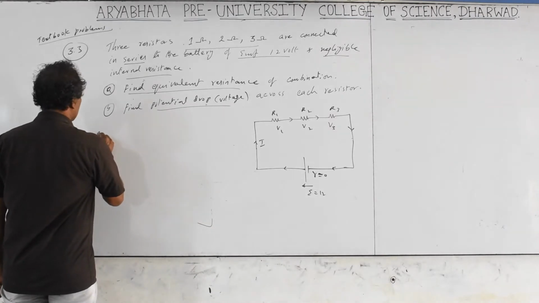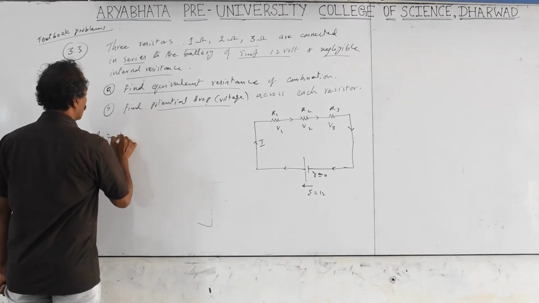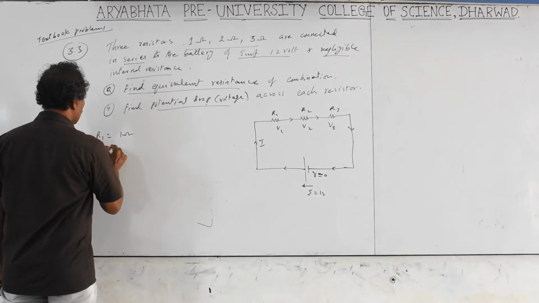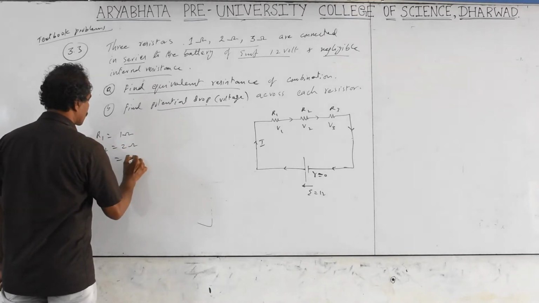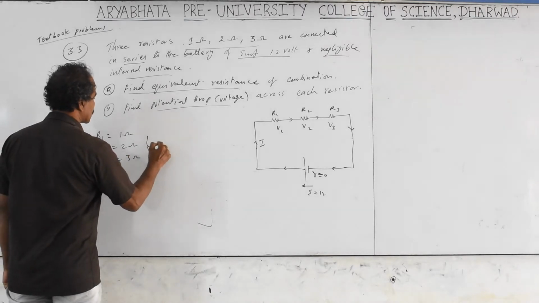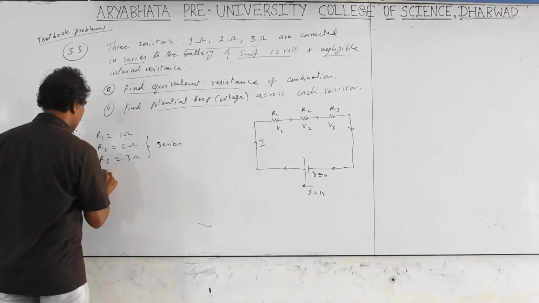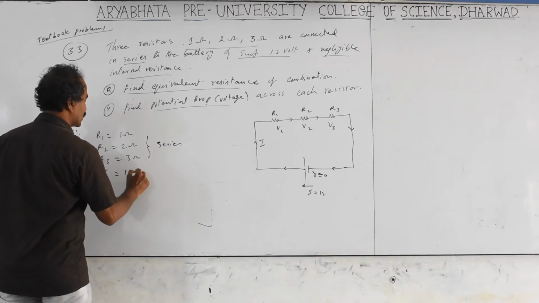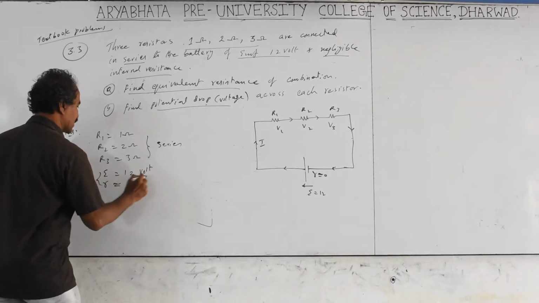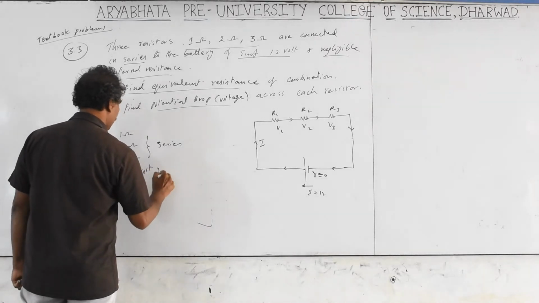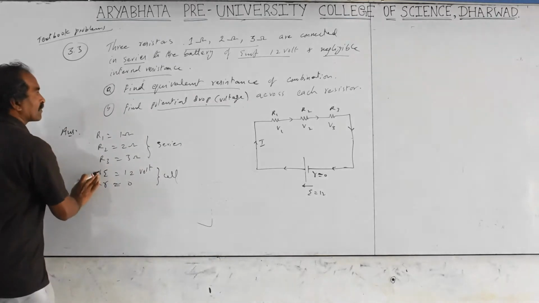Our data: I am writing R1 is equal to 1 ohm, R2 is 2 ohms, R3 is 3 ohms. They are in series, and the EMF is 12 volts. Internal resistance of the cell is approximately equal to 0.